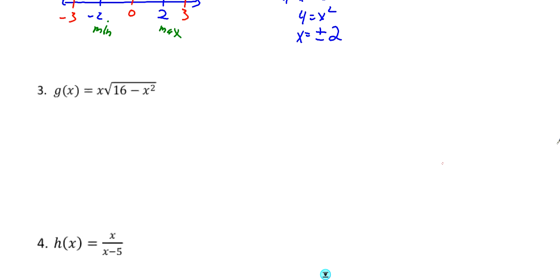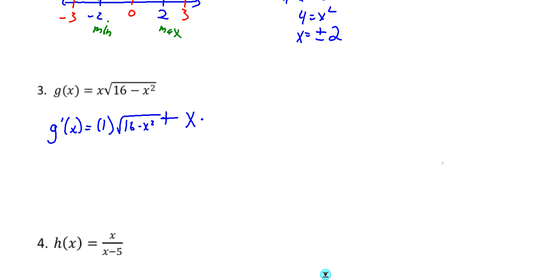Okay, the third one. Now, the derivative for this one, we've got product rule, and we have chain rule. Okay? So, derivative of x is 1. This times the square root of 16 minus x squared, plus x times the derivative of this.